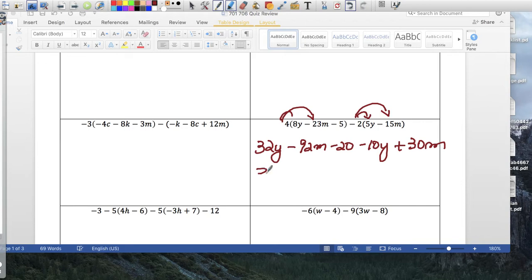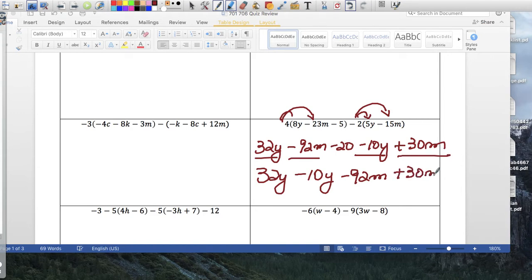Let's rearrange this. 32y minus 10y, minus 92m plus 30m, and then the minus 20 all the way at the corner, which is going to do pretty much nothing. 32 minus 10y, that's an easy thing to do. You don't have to, 32 minus 10 is just 22y.